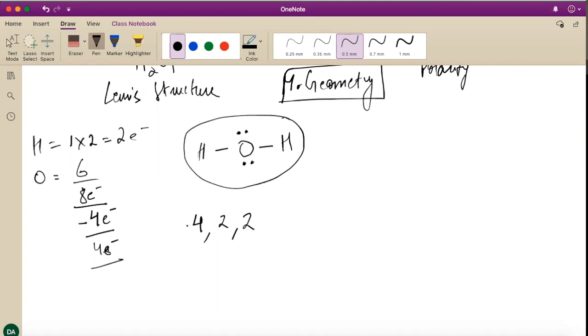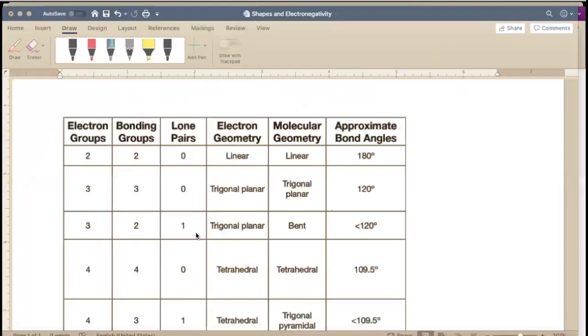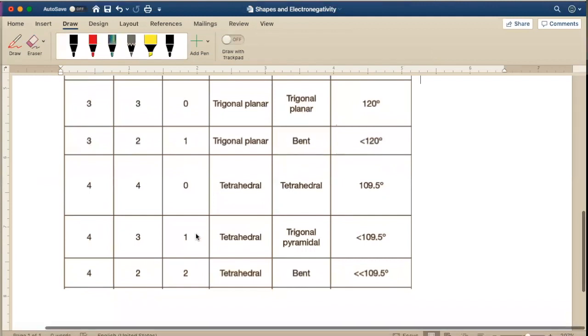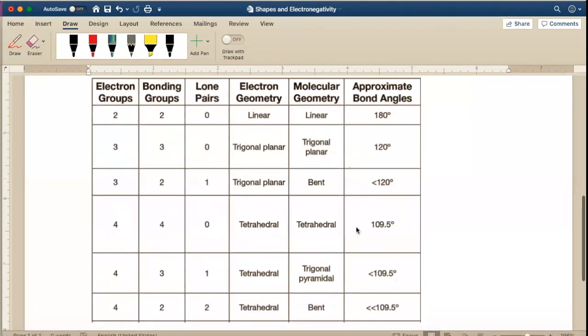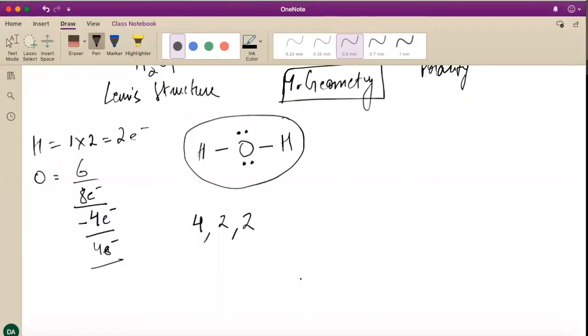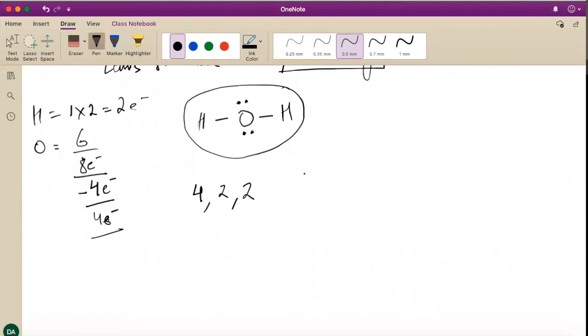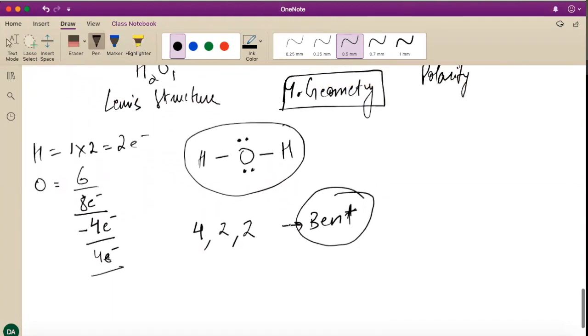So if it's 4, 2, 2, and I go back to the table here, 4, 2, 2 is suggesting what shape? Bent. It's suggesting bent shape. So I go here, and then I say that the molecular geometry is bent. This is my second response. The first response was the Lewis structure. Molecular geometry is bent.